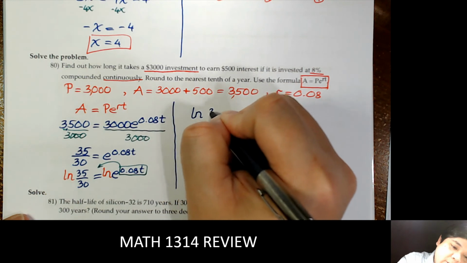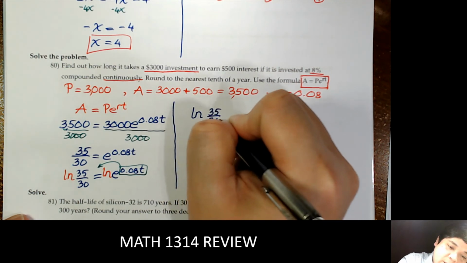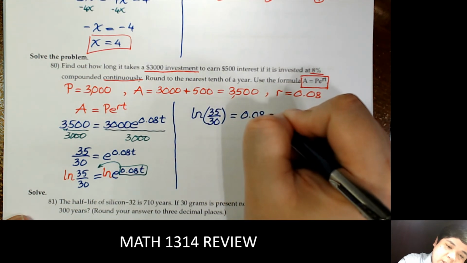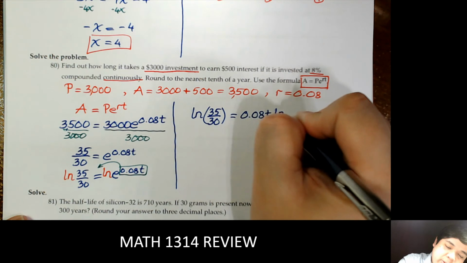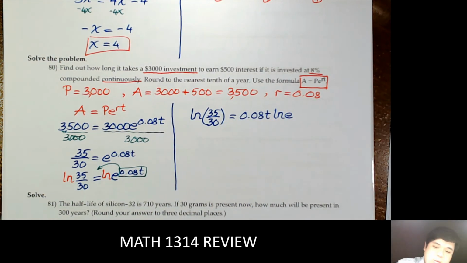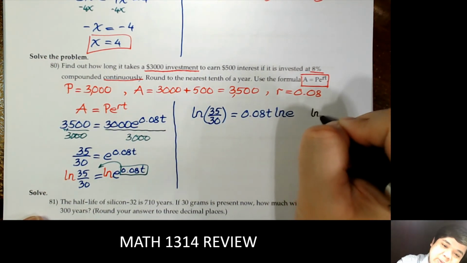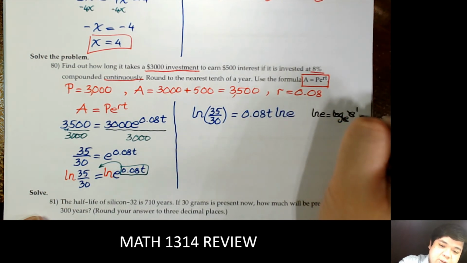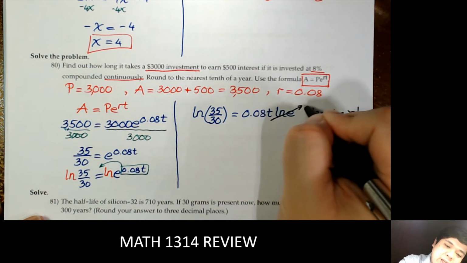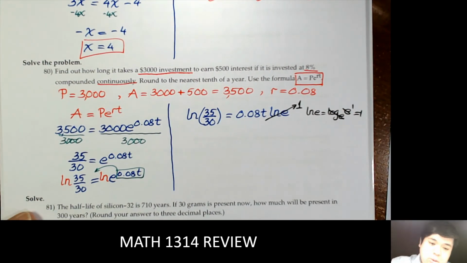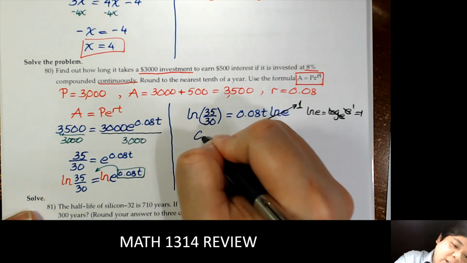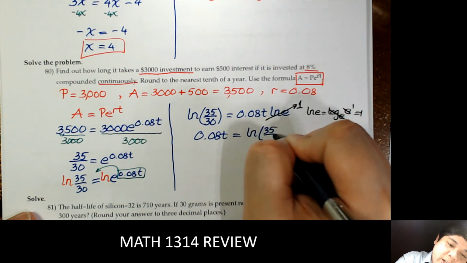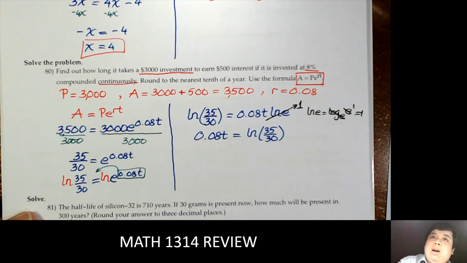So I have ln of 35 over 30 equal to 0.08 t ln of e. Now ln of e, if we write that, is log base e of e to the first, those cancel. So ln of e is equal to 1. So meaning that 0.08 t equals ln of 35 over 30, and then divide by 0.08.